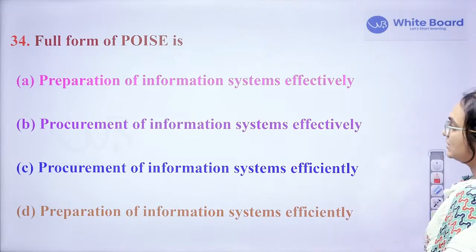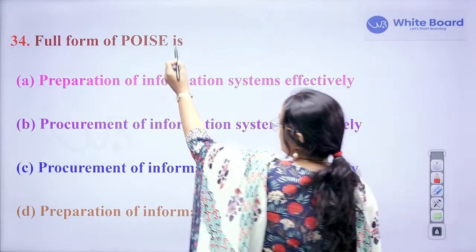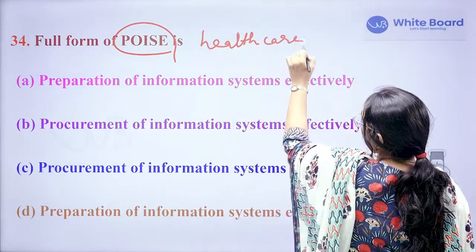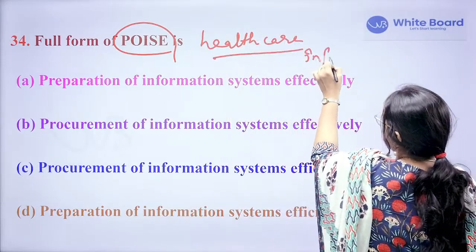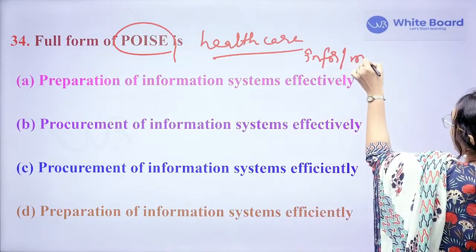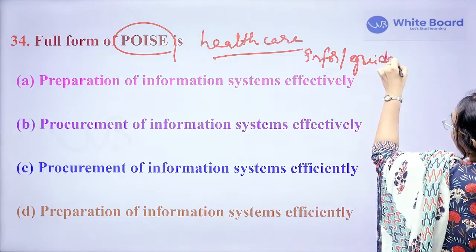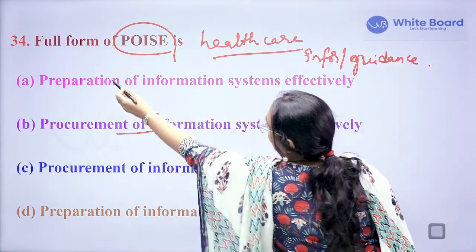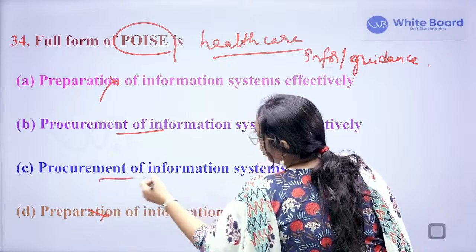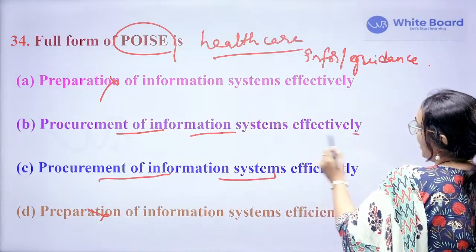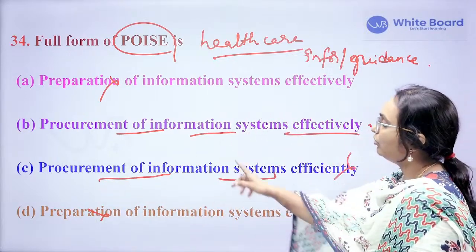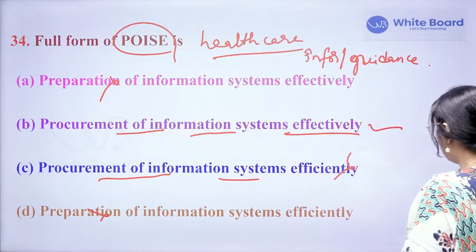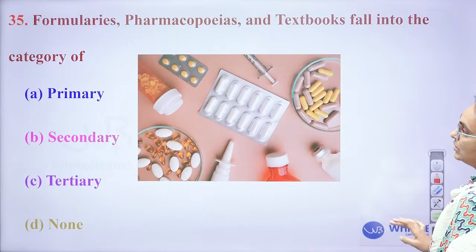Full form of POISE. POISE is used in healthcare systems, which provides information and guidance. So, the full form of POISE is procurement, it is correct, not preparation. Procurement of information systems effectively. Procurement of information system effectively is POISE, which is used mostly in healthcare systems.